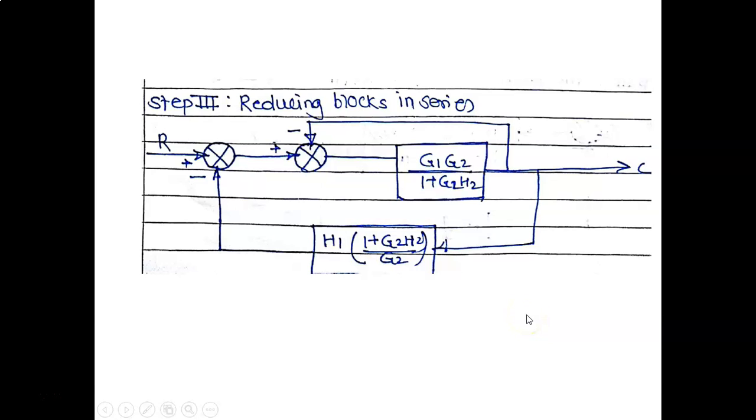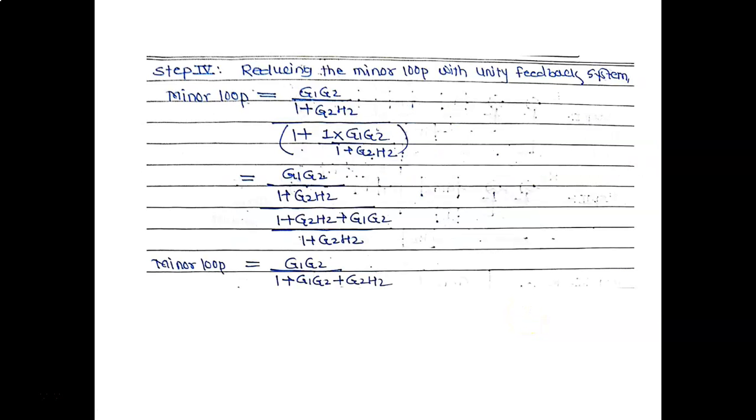Therefore, the next step will be reducing the minor feedback loop with unity feedback. Therefore, the minor loop value is equal to G1G2 divided by 1 plus G2H2, divided by 1 plus 1 into G1G2 divided by 1 plus G2H2. Therefore, by cross multiplication, which is equal to G1G2 divided by 1 plus G2H2, divided by 1 plus G2H2 plus G1G2 divided by 1 plus G2H2. Therefore, this 1 plus G2H2 and 1 plus G2H2 will get cancelled. And the minor loop is equal to G1G2 divided by 1 plus G1G2 plus G2H2.